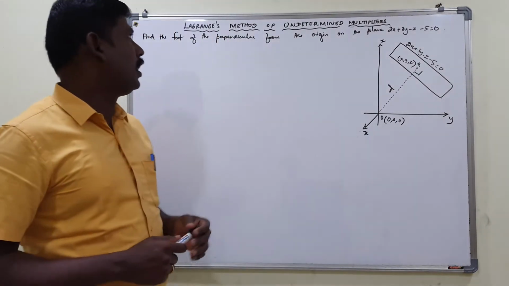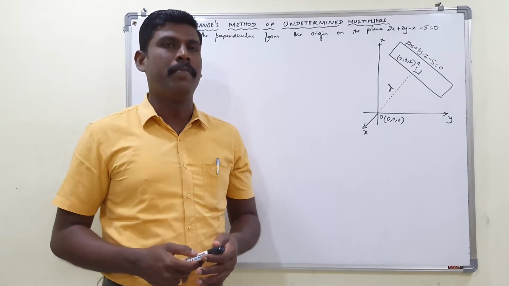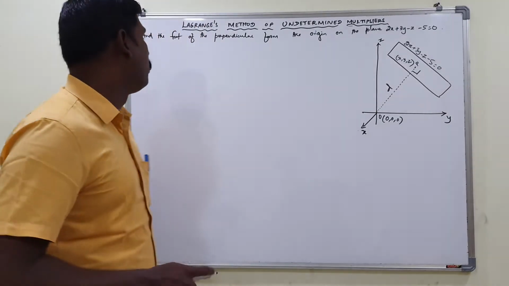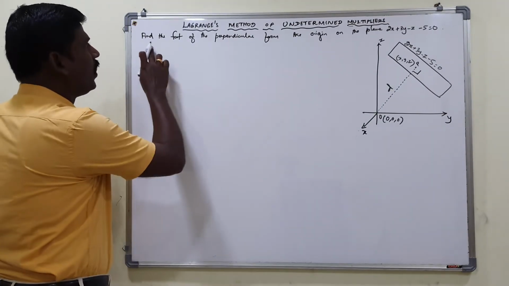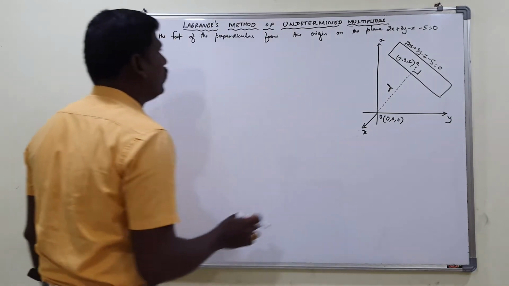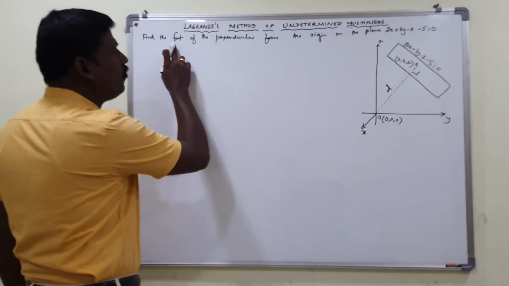Lagrange's method of undetermined multipliers. Problem based on the method of undetermined multipliers in Lagrange's method. Find the foot of the perpendicular from the origin on the plane. You want to find out the foot.